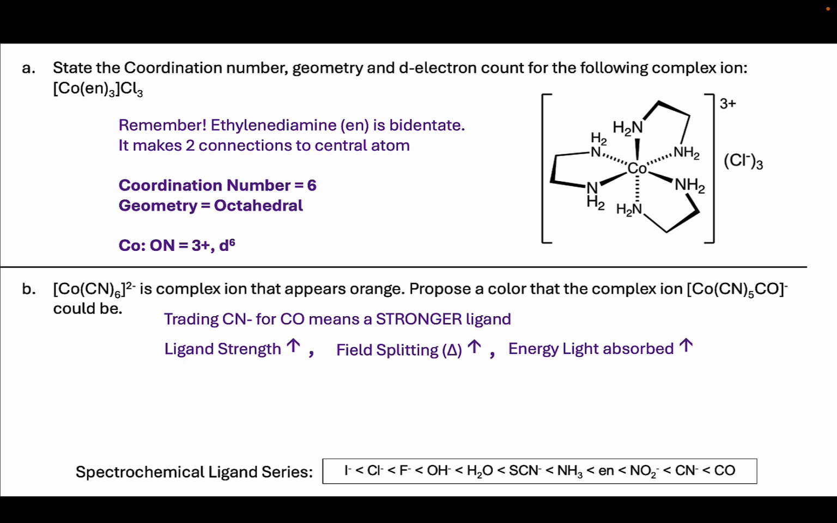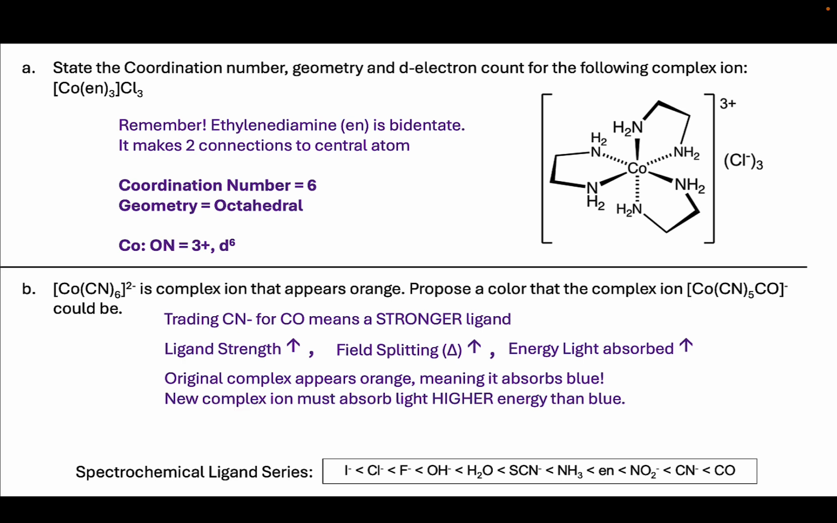And so if the original complex appears orange, that means that it's absorbing something that's complementary to orange, maybe blue. Let's say it absorbs blue light. Now, when we have a stronger ligand, it's going to absorb higher energy than blue light. And therefore, that might be something like violet. And if it absorbs violet, it would appear yellow.